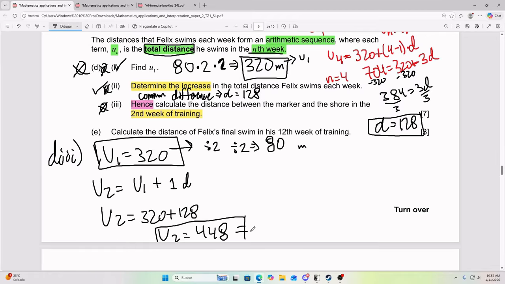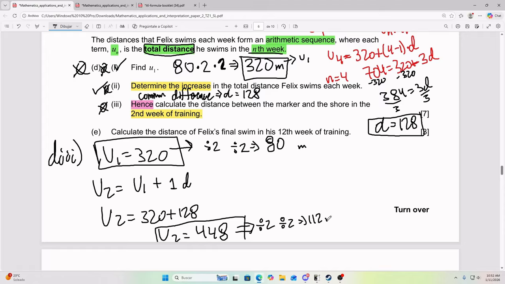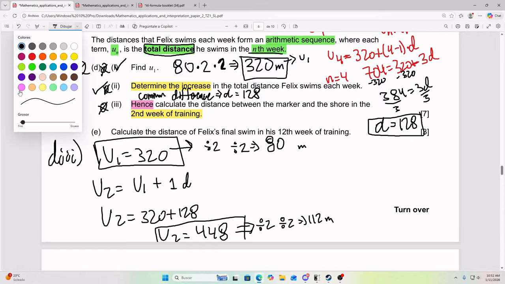And doing the same exercise for U2, you can see that the distance to the marker is, well, you gotta divide by 2 twice. See, again, the intuition is this 448 is the total distance on the second week, but the total distance was earned because Felix swam 2 days, but also went there and back twice. So that means that the distance to marker is 112.